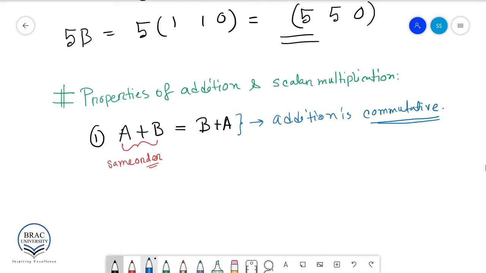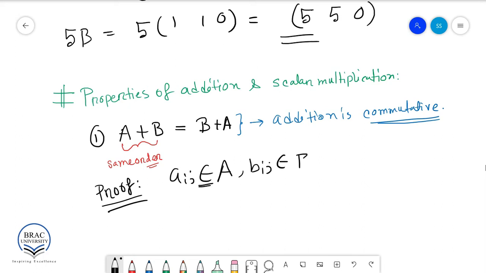The easiest way to prove it is to work in the component notation, or sometimes called the index notation. So from now on I'll be calling this the index notation. So let's say Aij is some element of A. This epsilon here denotes belongs to, that Aij belongs to A, and Bij belongs to B. And note that A and B, these are just numbers.